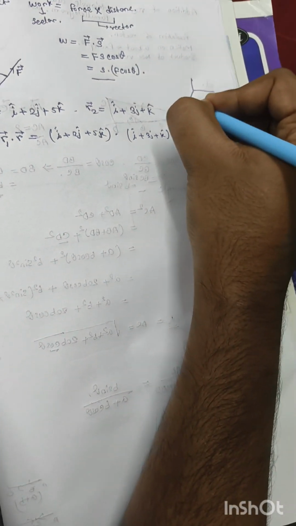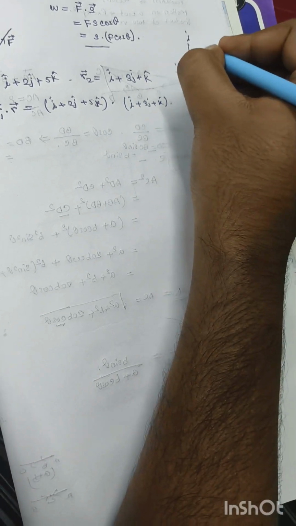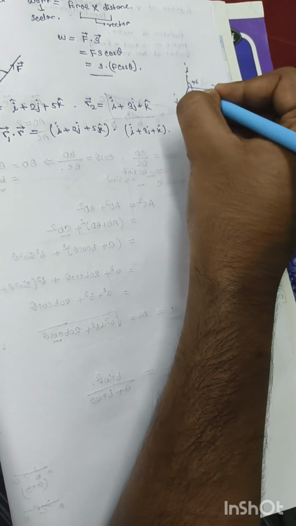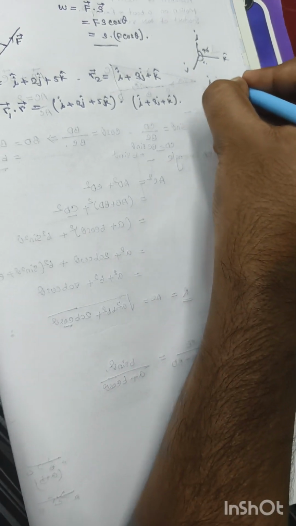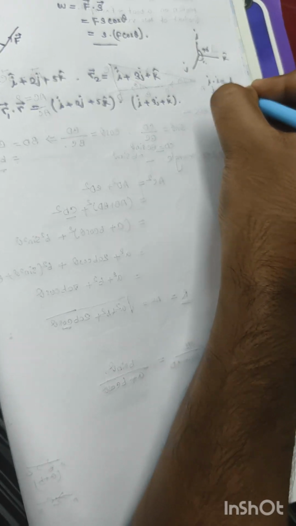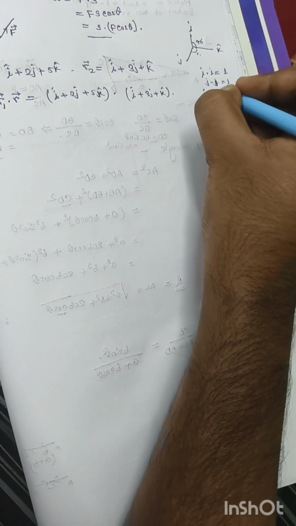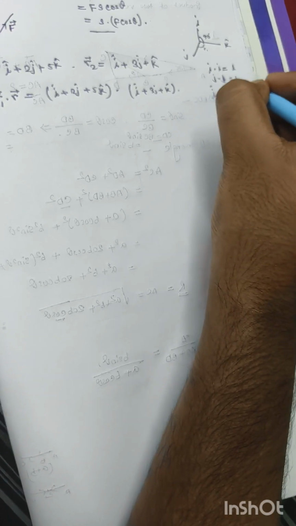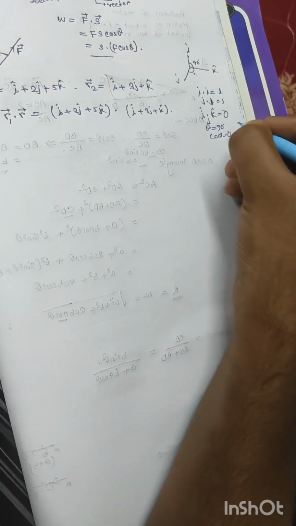And we can find this i cap, j cap, k cap. So what is 90 degree? This 90 degree means i dot i equal to 1, j dot j equal to 1. But for one axis vector to another coordinate vector, we can see their dot product is 0, as their angle theta equal to 90 degree and cos theta equal to 0.